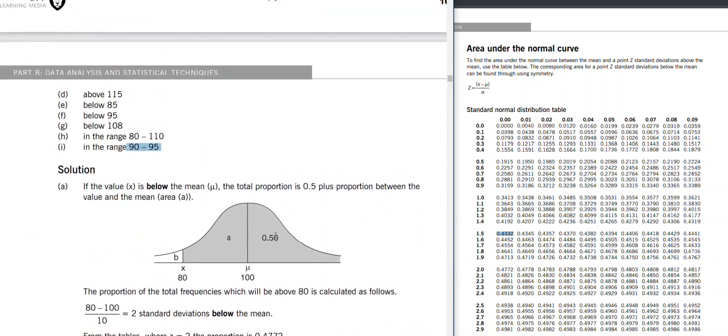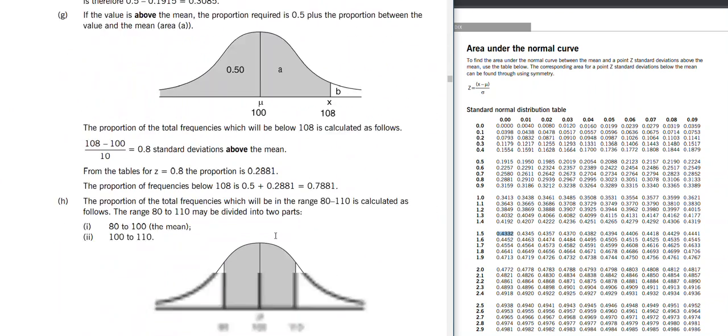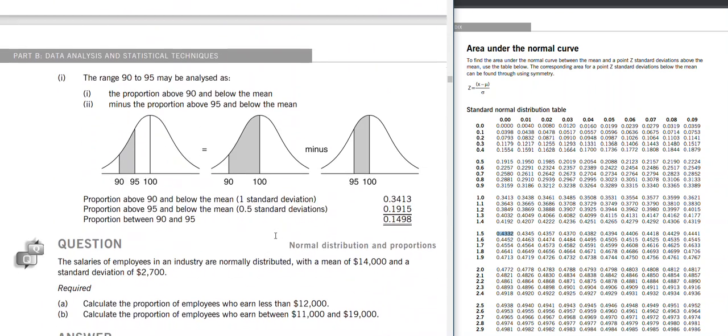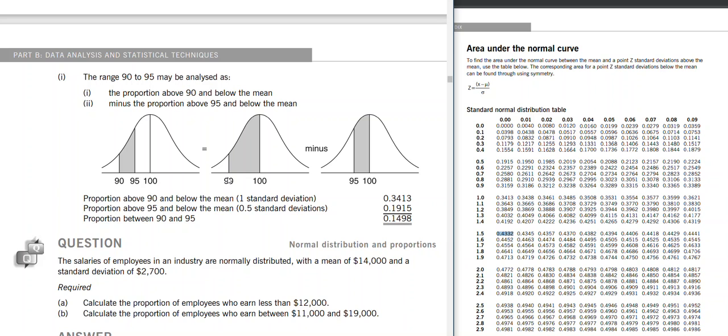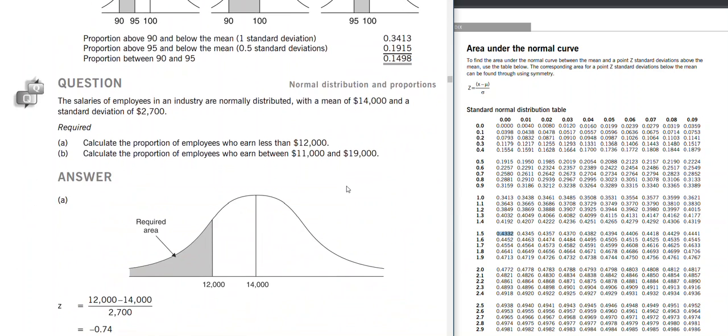So this is I. Okay, so in this example, they are asking 90 to 95. So first we are finding the 90 to 100, just like we would do for 80 to 90. And then we are finding 90 to 95. And then when we minus this part from it, the remaining would be this 90 to 95. Okay.